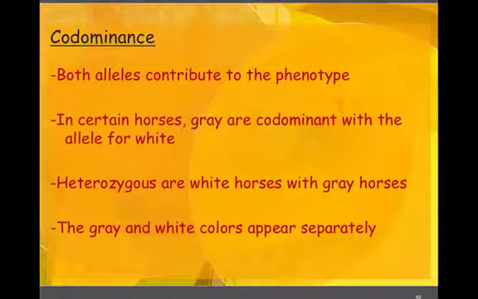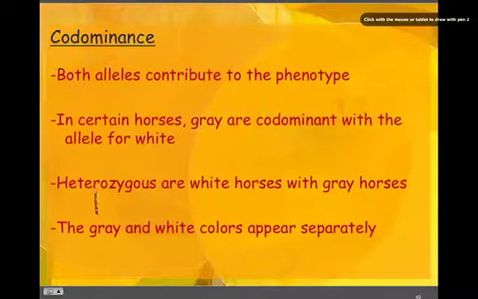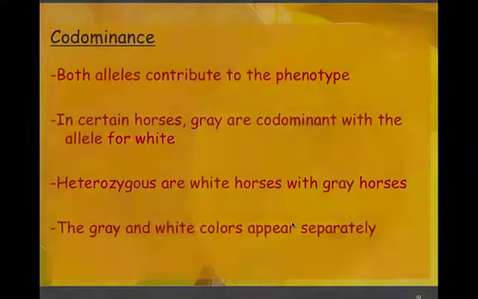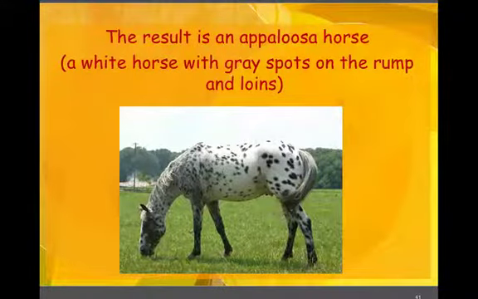Codominance is where both alleles contribute to the phenotype, meaning you'll see both, if it has to do with color, present. So in certain horses, grays are codominant with the allele for white. So in a heterozygous cross, you'd have a big R and a little r. They're all white horses with gray horses. The gray and the white colors appear separately. So the result is an Appaloosa horse, a white horse with gray spots.